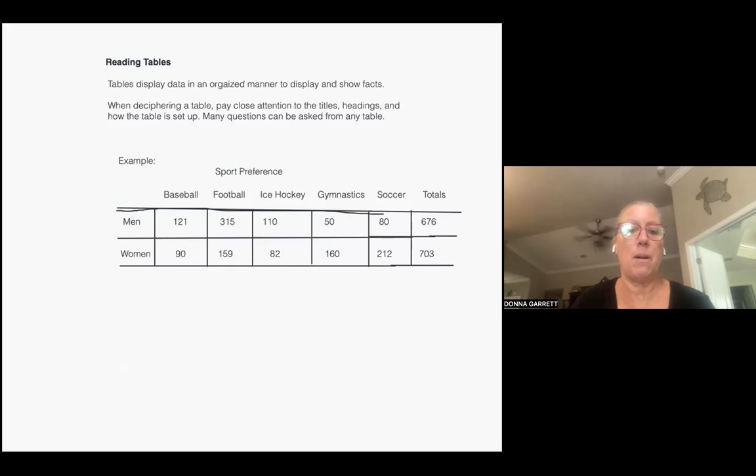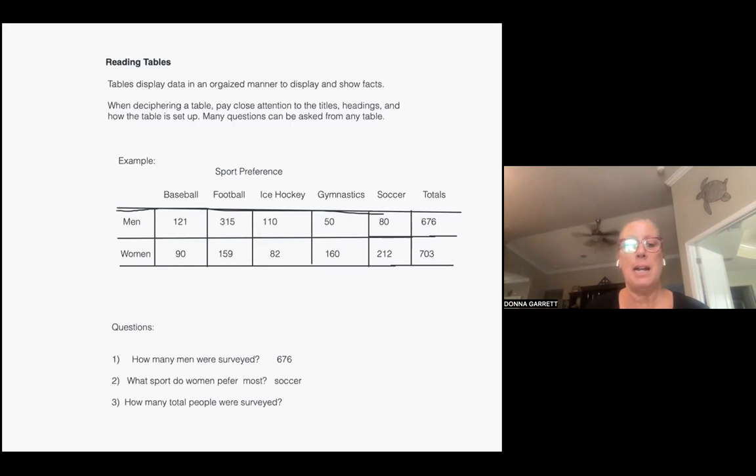How many total people were surveyed? Now, that's not in our chart. It has the data for it. It's just not in it. So I'm going to write this one. There were 676 men and there were 703 women.